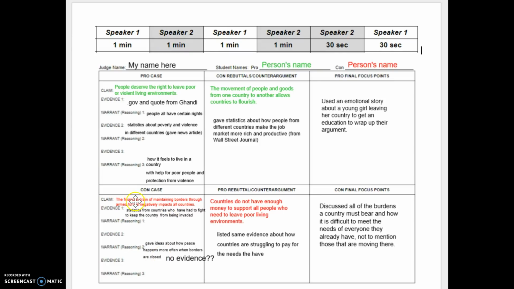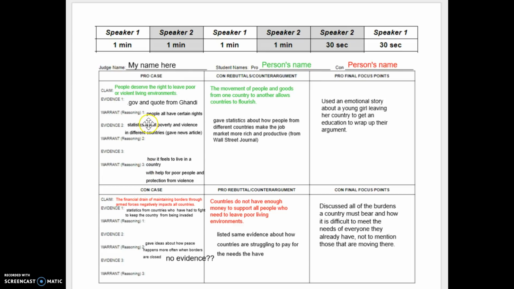Again, you're trying to track their claim, their evidence, their warrant if they have it. And so you can see here that I even wrote a note to myself, like there wasn't any evidence going on here. I'm not really sure. This is your sheet and where you can write down notes. These are going to be collected so that we can see what you've done as you were judging, but I don't want you to be worried about filling in every single blank. Again, you're just trying to track what's going on.